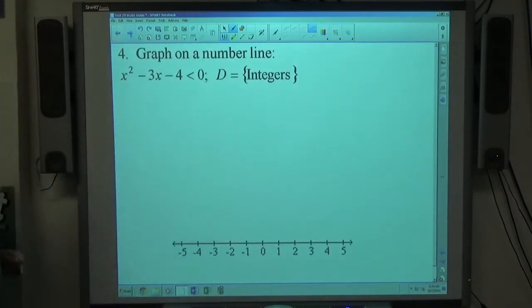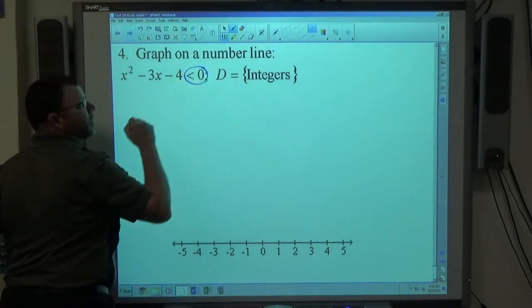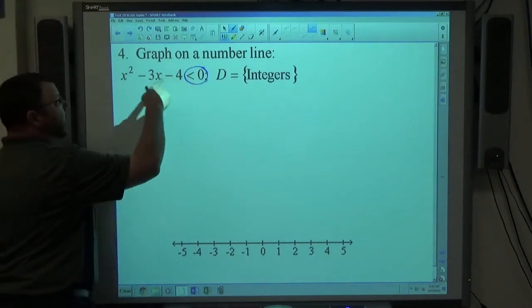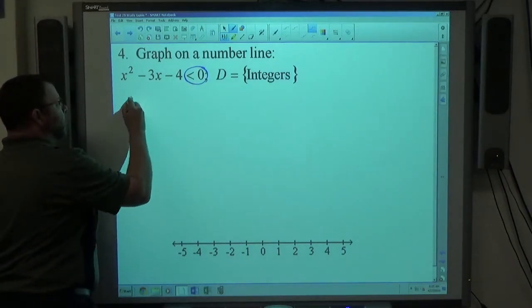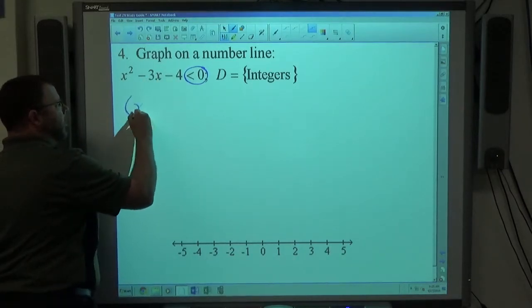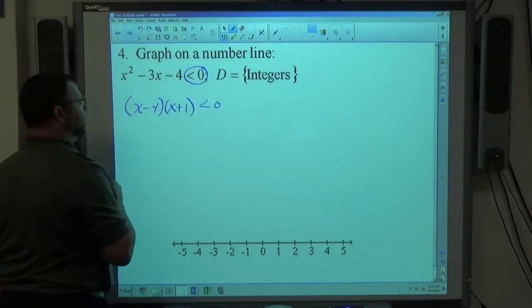Number 4, graph on a number line. So we have a quadratic inequality here. First priority on a quadratic inequality is you want greater than or less than 0. All right, so it's already ready to go. Once you get to that point, you have a quadratic over here, you're going to want to factor. So negative 4 times 1, negative 4 plus 1. So x minus 4 times x plus 1 is less than 0.